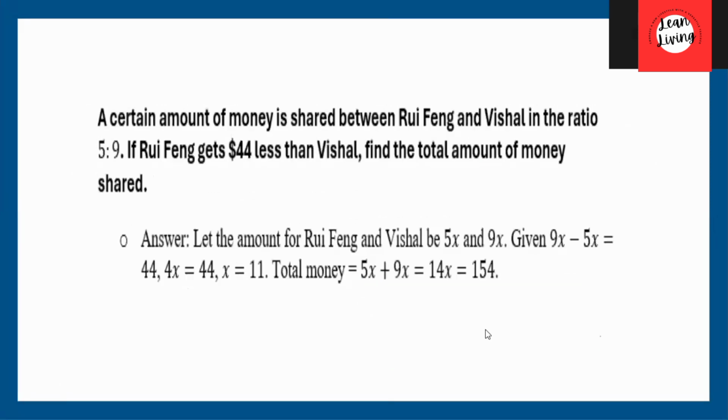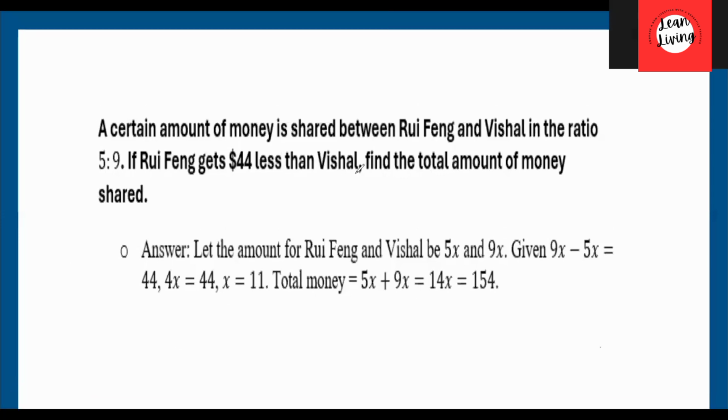The next question: a certain amount of money is shared between Ruifeng and Vishal in the ratio of 5 is to 9. If Ruifeng gets $44 less than Vishal, find the total amount of money that is being shared. Just do this whenever you are doing these kinds of questions. You know that the amount was 5 ratio 9. This means Vishal was having more because the ratio of Vishal was 9 and Ruifeng's was 5. Now they are saying that Ruifeng gets 44 less than Vishal. This means that Vishal is obviously having 44 more, right?